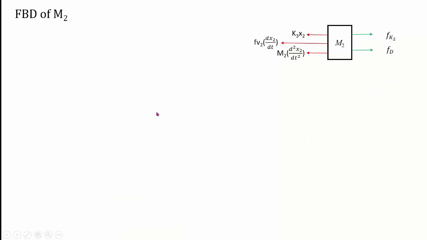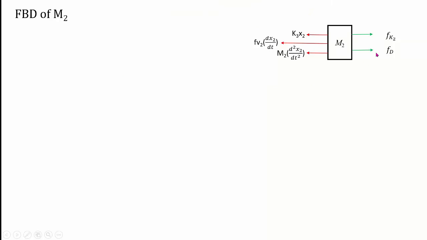Now if you draw the FBD of mass m2, Fk2 and Fd act on mass m2, while the other resisting forces that exist on m2 will be these terms. I'm not going into details of how these come, because this has already been discussed in unit 1, and if some of you have problems understanding this, you can refer to the lectures on unit 1.